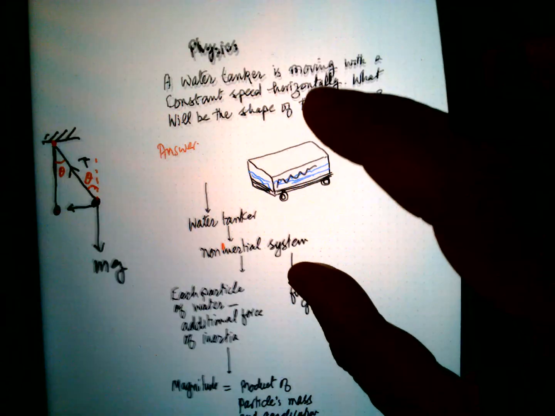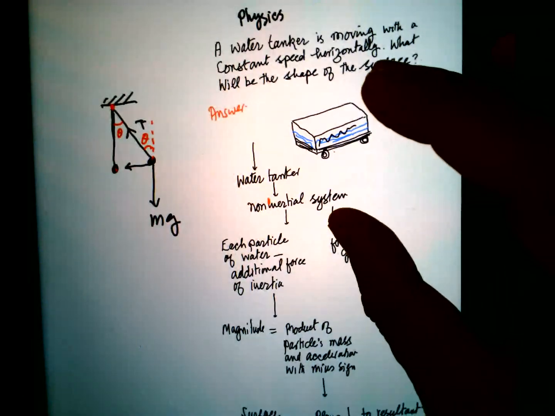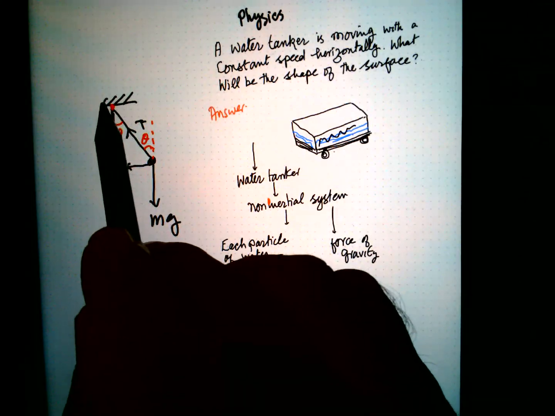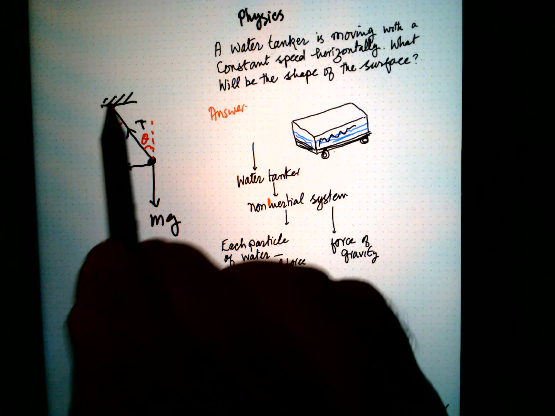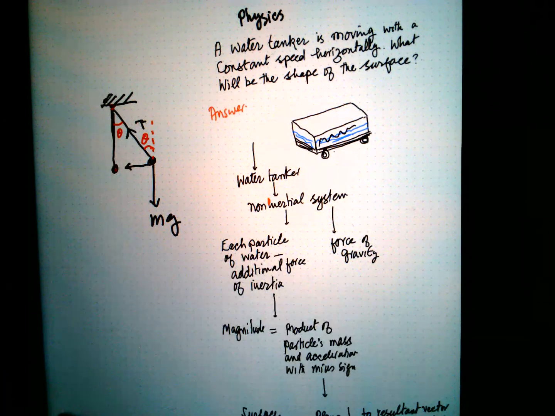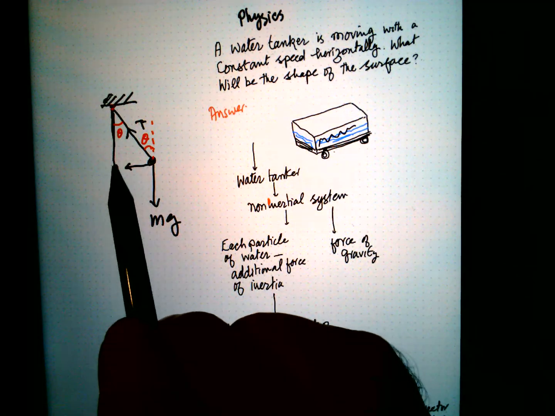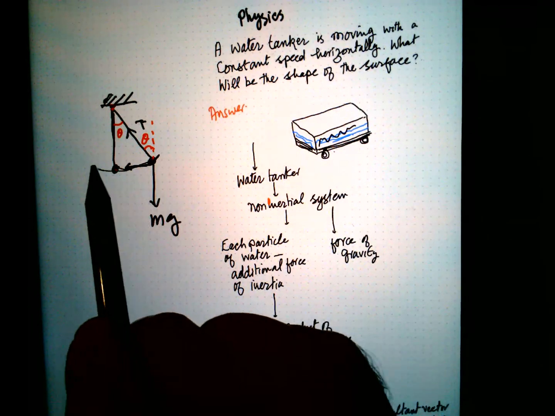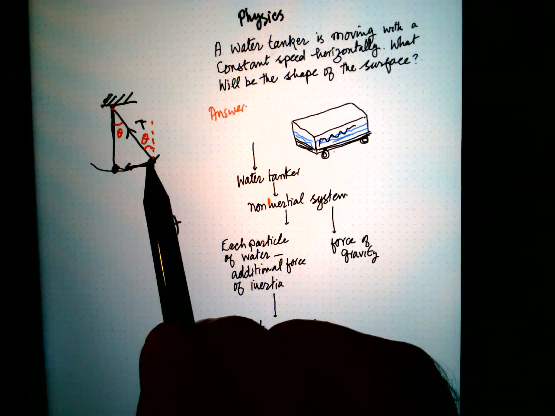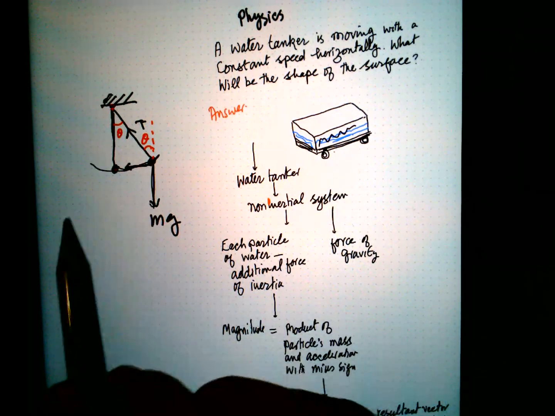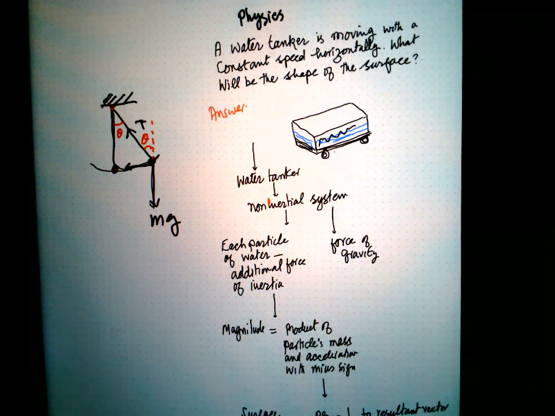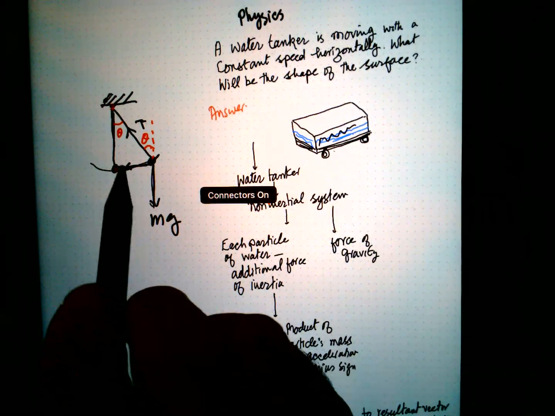The question is similar to a pendulum, which is connected with a string, and this is the object which is swinging like this. It has two forces. One is mg, another one is tension, and in tension there is a component of the force on this side.